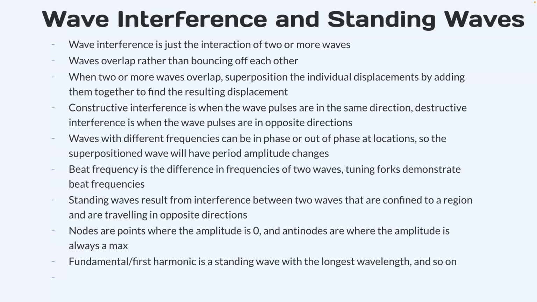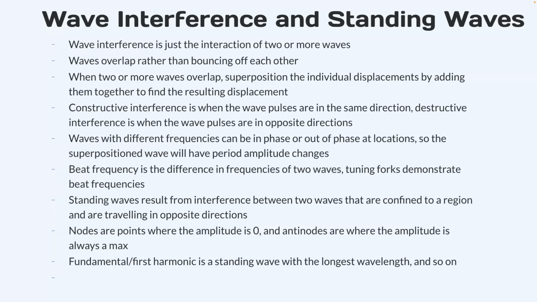Constructive interference refers to when the wave pulses are in the same direction, so the displacement increases. Destructive interference is when the wave pulses are in opposite directions, so it detracts from the total. Waves with different frequencies can be in phase or out of phase at different locations, so the superposition wave will have periodic amplitude changes. Beat frequency is the difference in frequencies of two waves, and tuning forks demonstrate beat frequencies.